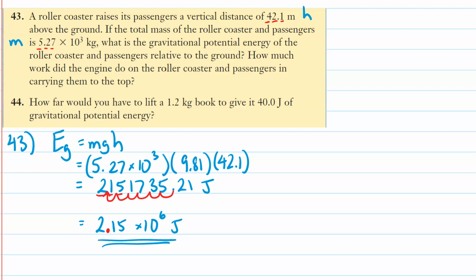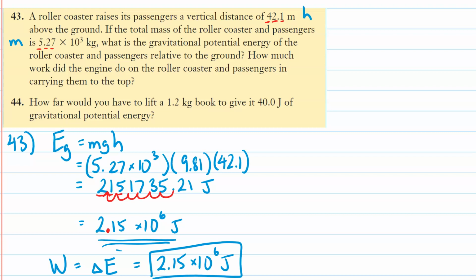The question also asks how much work did the engine on the roller coaster do to carry them to the top? Well, we know that work equals the change in energy of the object. Well, if the object gained 2.15 times 10 to the power of 6 joules of energy by going to the top, then that's how much work was done on the object itself. So the amount of work done is the same as the change in energy, 2.15 times 10 to the power of 6 joules.